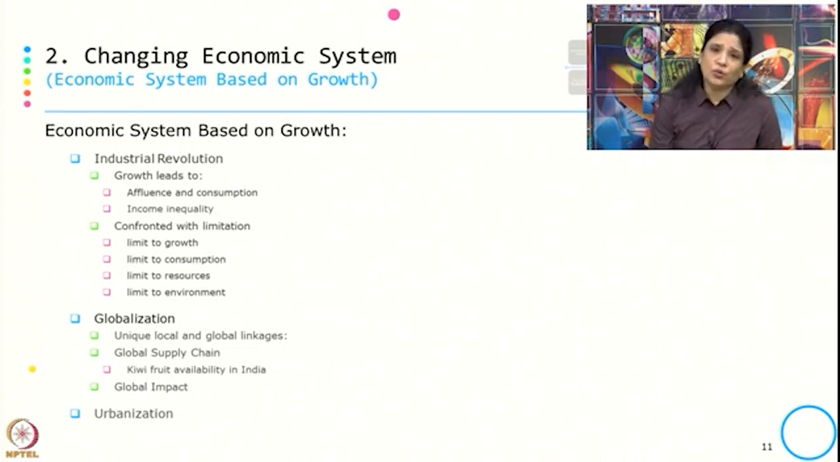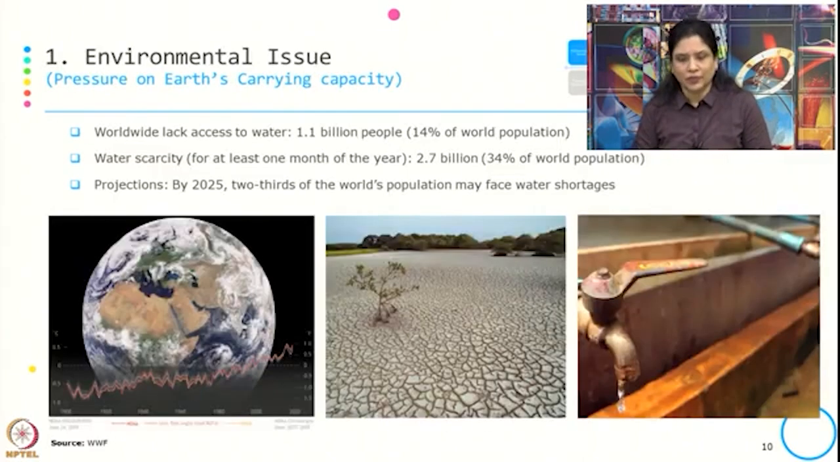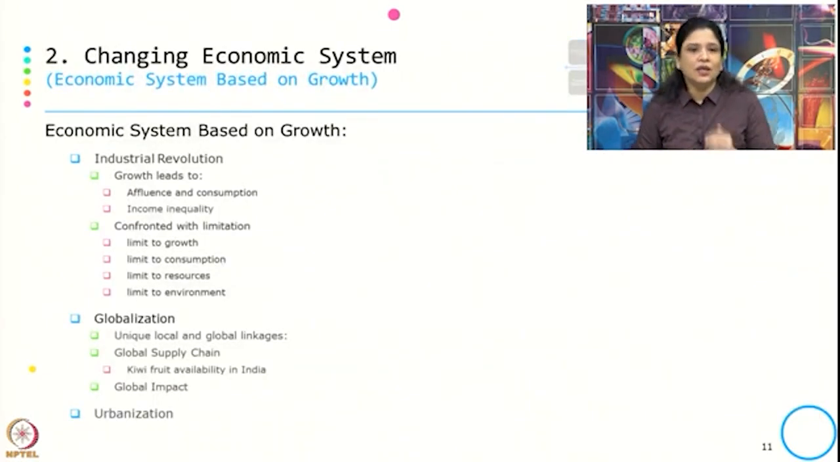Typical example is that when I get the kiwi fruit next to my home, in the grocery store shelf, the local produce becomes global, and globalization creates a unique local and global linkage. But the fact is that since it has become global, the impact has also become global. So, if the impact is happening locally, it is not only limited to that particular area, that particular segment, most of it spreads also to the global impact.